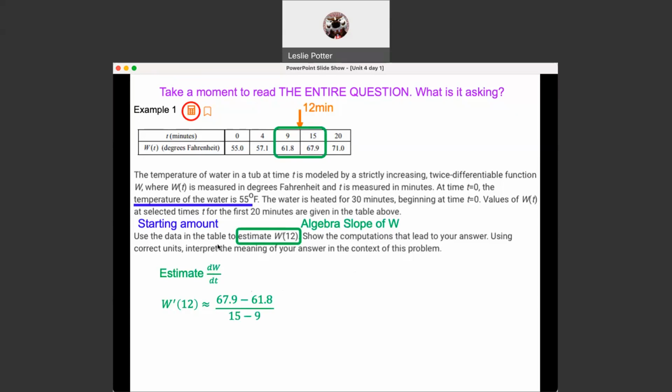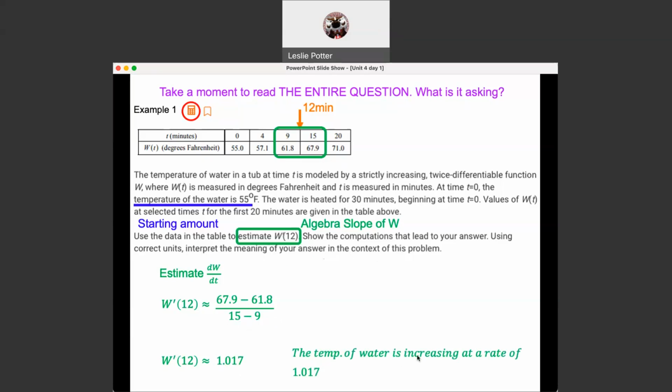So it says use the data in the table, show the computations. Here are our computations that lead to your answer. Using correct units, interpret the meaning of your answer. So when it says use the correct units to interpret the meaning, it's literally saying, what are the units? We can calculate this if we want to, but we can also leave the expression as an answer. So keep that in mind. You don't have to do the calculation that gets you 1.017, but you can if you want to. And then it says, using the correct units, interpret the meaning of your answer in the context of this problem. So it wants a statement here.